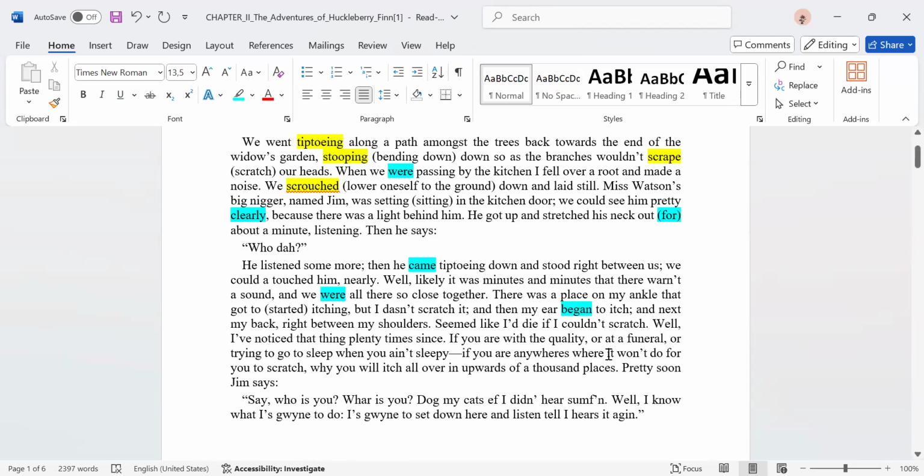And next, my back right between my shoulders. So, and next is informal, but in English formal writing you are not supposed to use them. Yes. Yes.